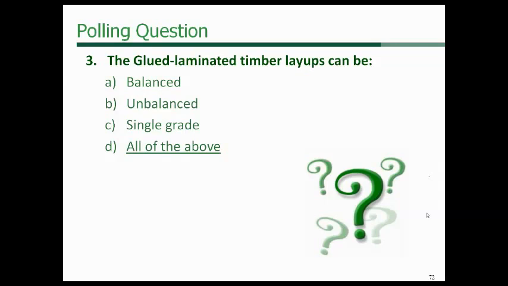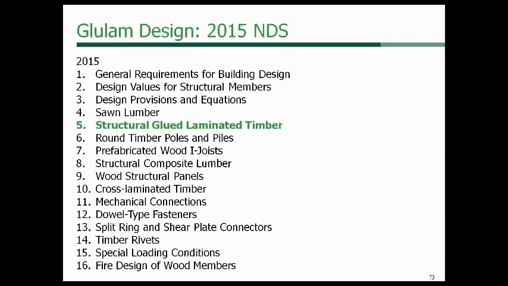So the correct answer is all of the above. So can you guys see that? Make sure. All right, cool. And that was what we talked about. The balanced is for continuous spans, unbalanced is for simple spans, and the single grade would be more common for something like a column.